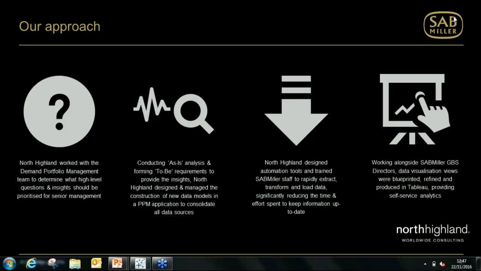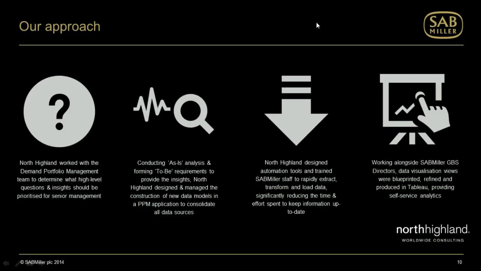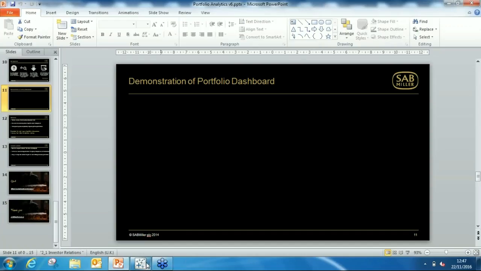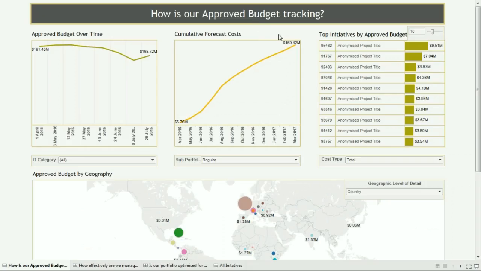That might have been across markets or regions, functions within SABMiller, as well as cost types within the portfolio. So without further ado, I'm now going to pass over to Paul. Thank you, Will. So guys, we're just going to get into the dashboard itself now.